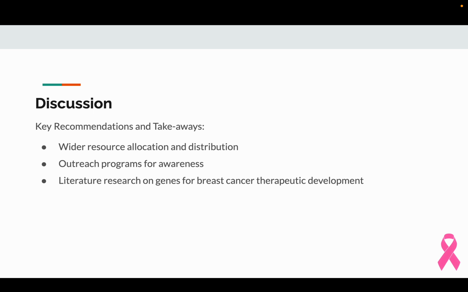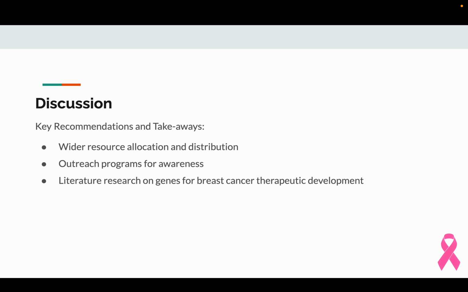Finally, moving on to our discussion, analyzing all of our results from survival analysis and PCA, we've arrived at the following recommendations and takeaways. Firstly, a wider resource allocation and distribution will allow for better targeting of age groups and race groups with higher expressions of breast cancer or low survival rates.